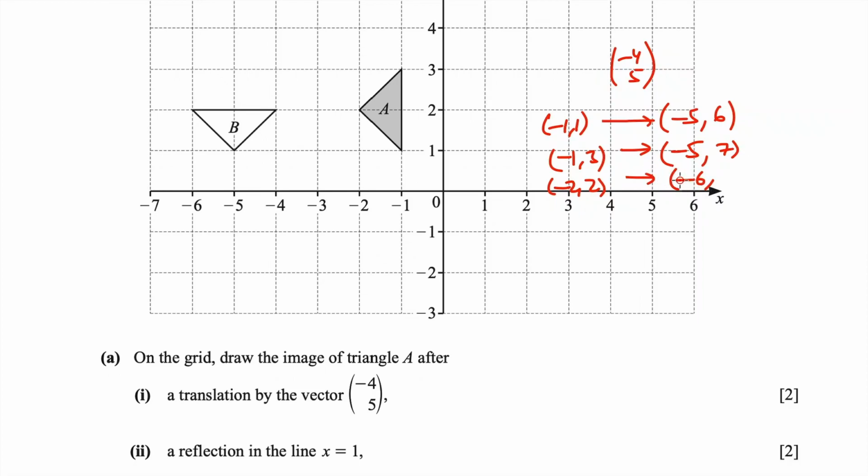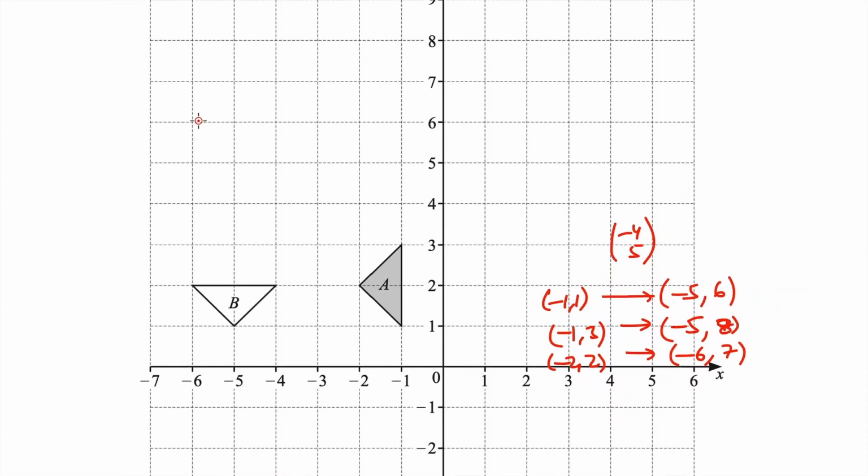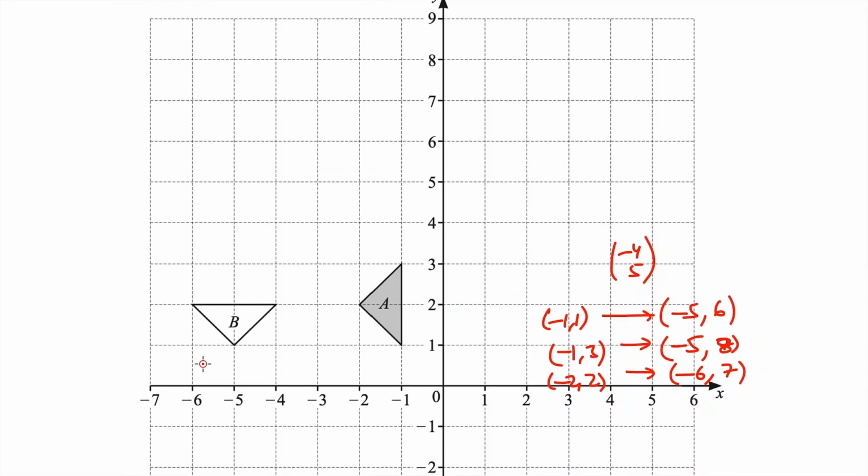Minus 2 will become minus 6 and 2 will become 7. So the 3 points are minus 5, 6. So let us keep it up. Minus 5 and 6. Minus 5 and 8. And minus 6 and 7. So this is the triangle.